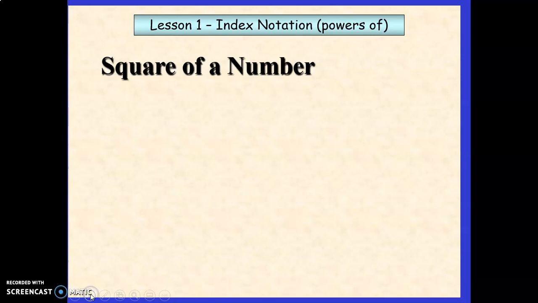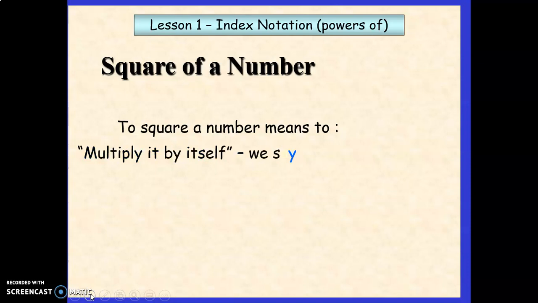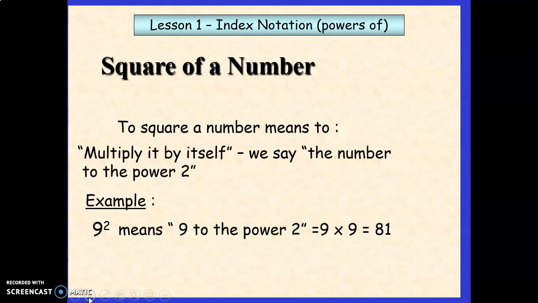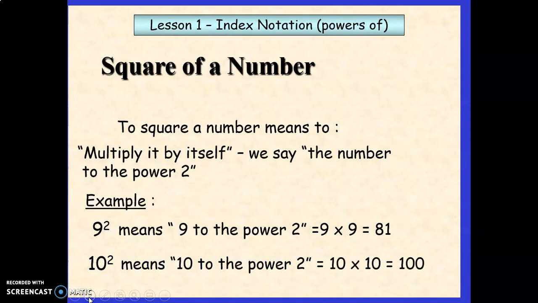You don't need to copy this next part down, but the first thing we're going to look at is squaring a number. We should already know that to square a number we multiply it by itself. Okay? And we can say that that number is to the power of 2. An example of this is 9 squared. That means 9 to the power of 2, which means 9 times 9, which is 81. And we should already know that. Similarly, 10 squared means 10 to the power of 2, which is 10 times 10, which is 100.